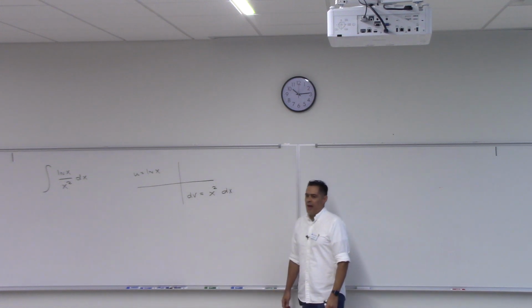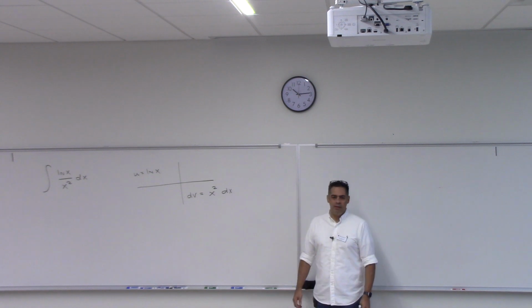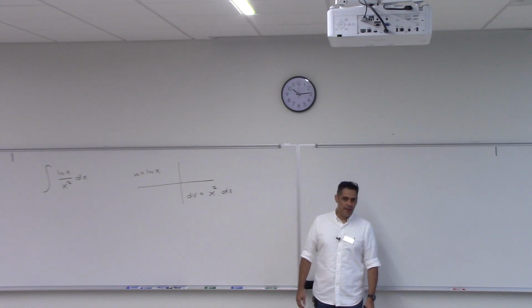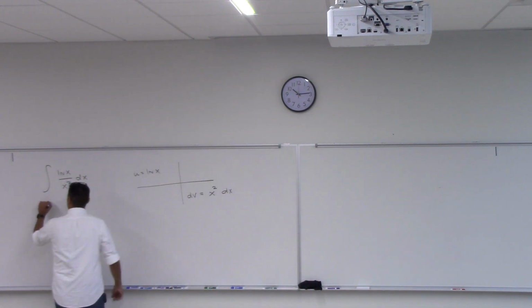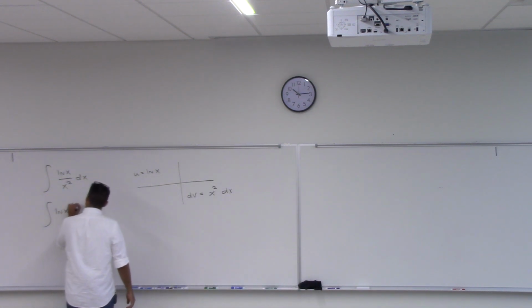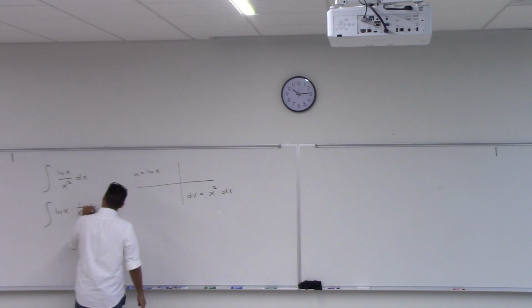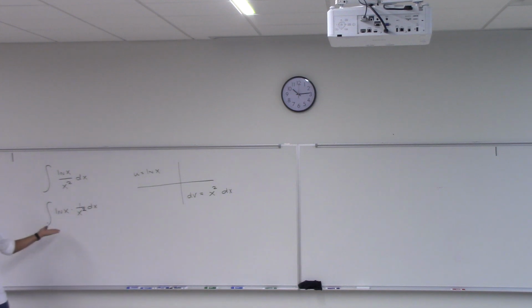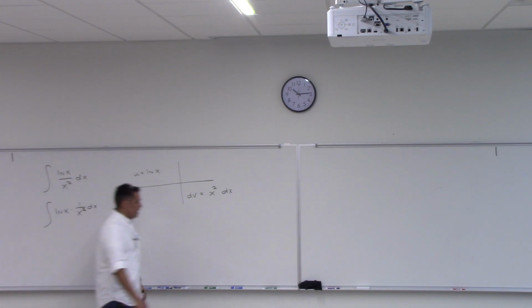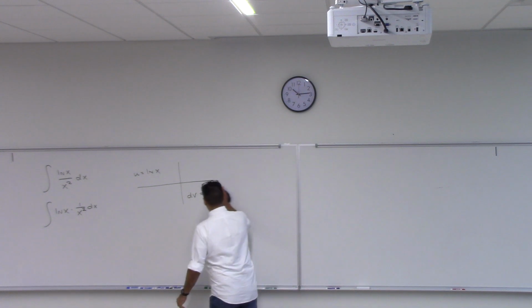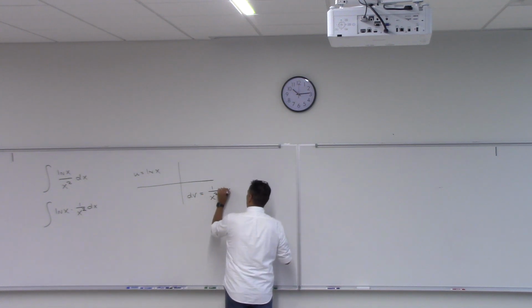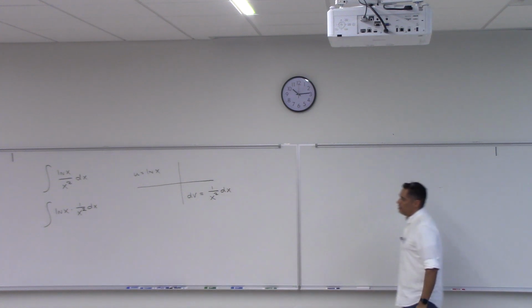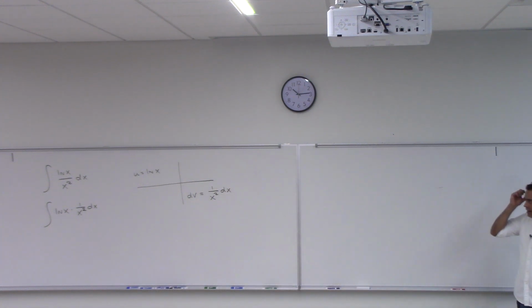That's not what you have. You don't have x squared. You have 1 over x squared, right? Yes, the natural log, you can let that be your u, but really this integral looks like this. That's really what it is. So if you're going to let your dv be the other piece, it's got to be 1 over x squared. You don't know how many times I see that mistake, so I'm trying to emphasize it here.